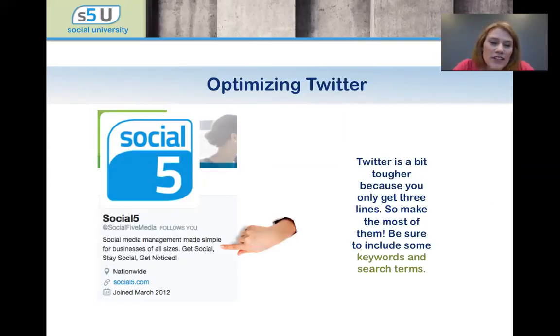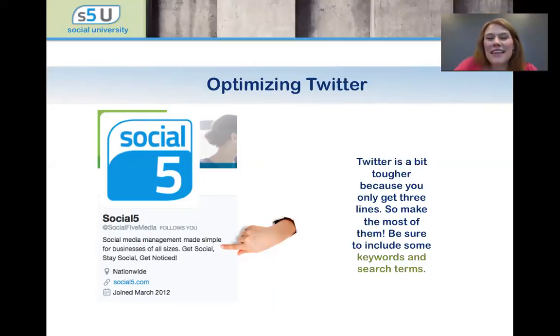So I pulled up ours here. It's Social 5, and you can see it says social media management made simple for businesses of all sizes. Get social, stay social, get noticed. Very basic. We've also got our website on there. That's one thing that you really want to make sure you put in on your Twitter page. And that's about it. It's not very long.